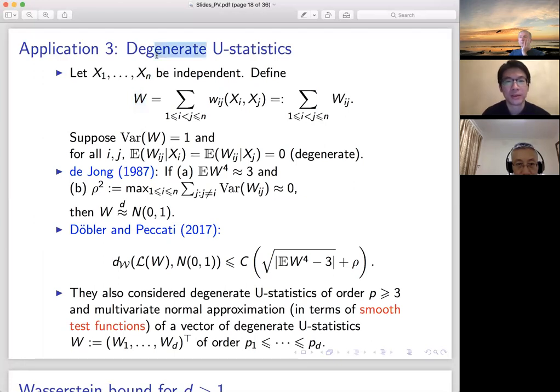What degenerate means is that given either xi or xj, the conditional expectation equals 0. That is the same as saying if you do the Hoeffding decomposition for this W, the leading order term is 0, so it's degenerate. Therefore, in general, we cannot expect a central limit theorem to hold for such a W.